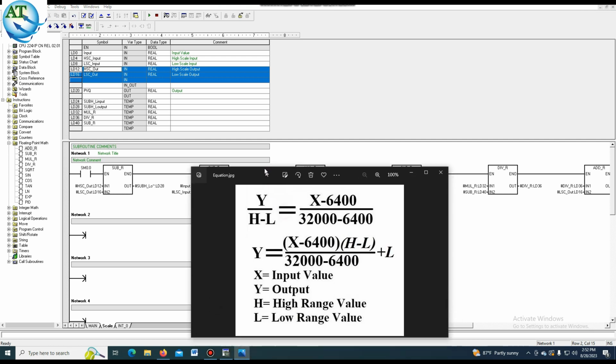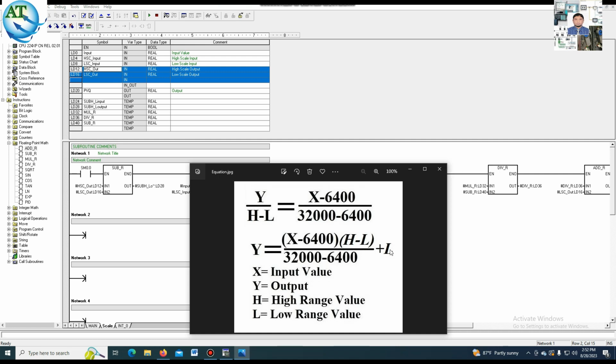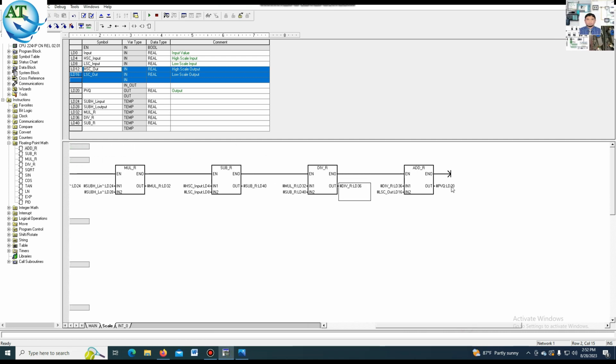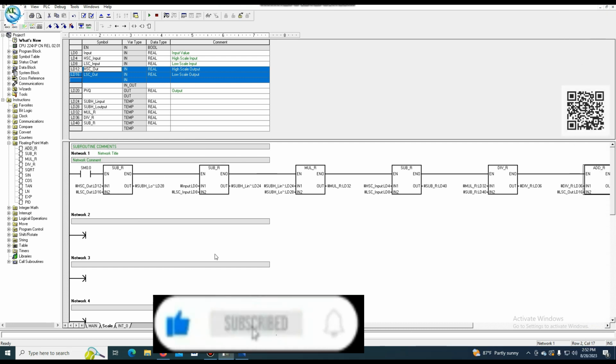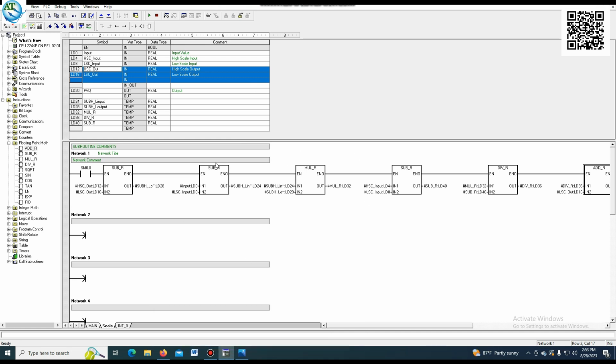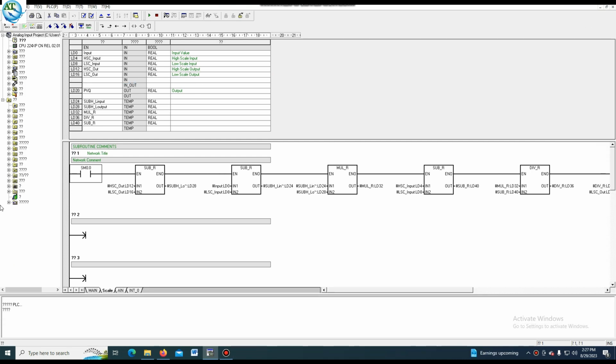Then in the equation, you can see this output is plus, that means add the low scale output. So we make another function block, add real. In add real the first input is the equation output, and the low scale output is added, and the final output goes to LD24. This is the scaling equation. This scaling function block we can use in different programs again and again, and put the values as per our requirement. So the subroutine program for the analog display system is completed.